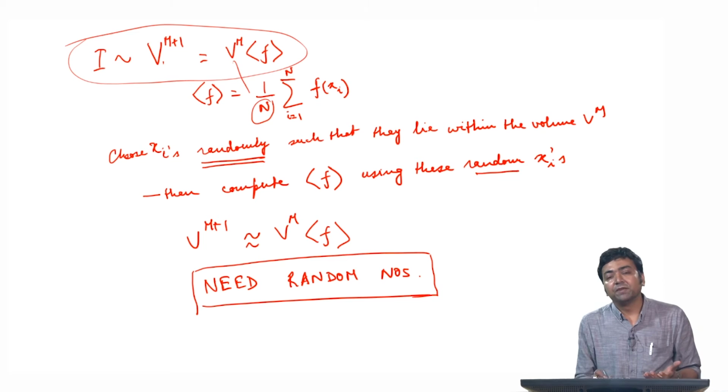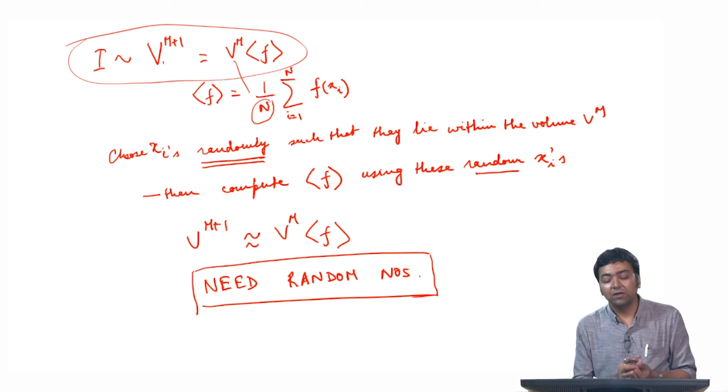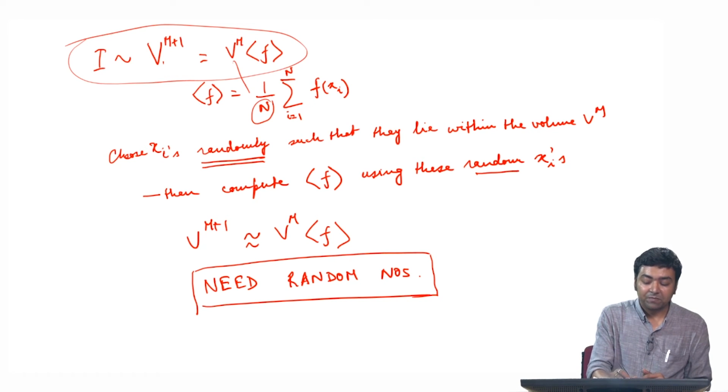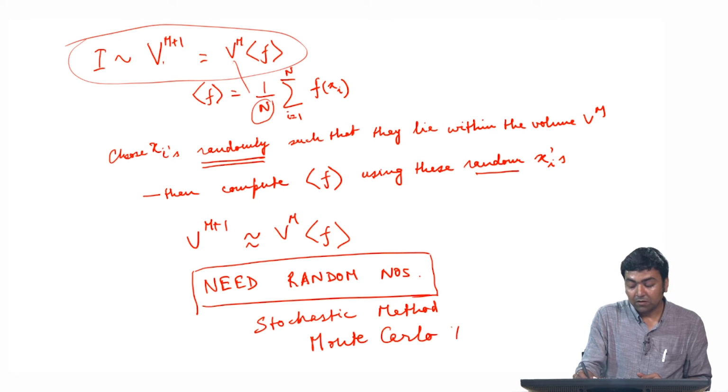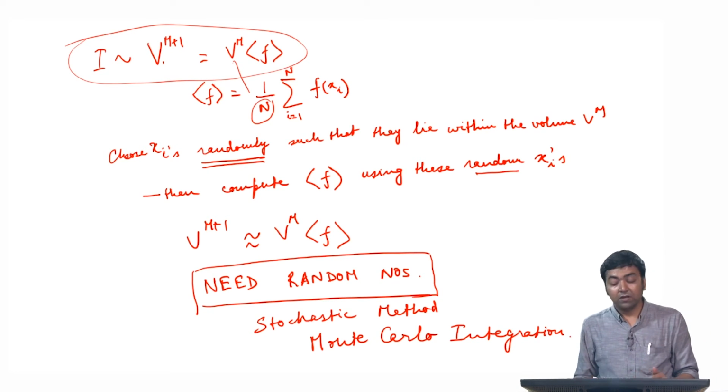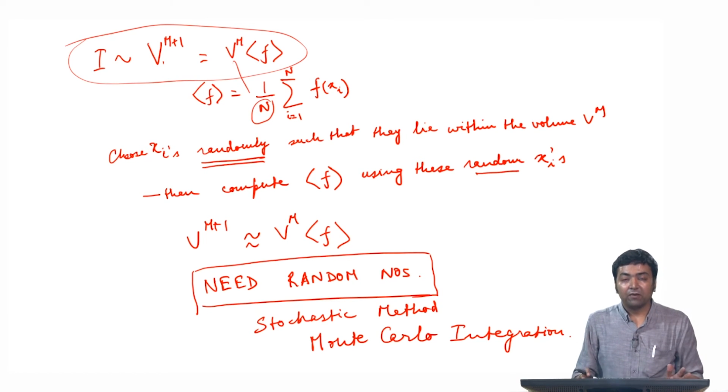So, what it means is that now things have become randomized and not deterministic as before, as we had seen for example in the trapezoidal rule. Hence, this type of integration method is called a stochastic method, and this integration method is known as Monte Carlo integration. So, this is the very simple idea behind Monte Carlo integration.